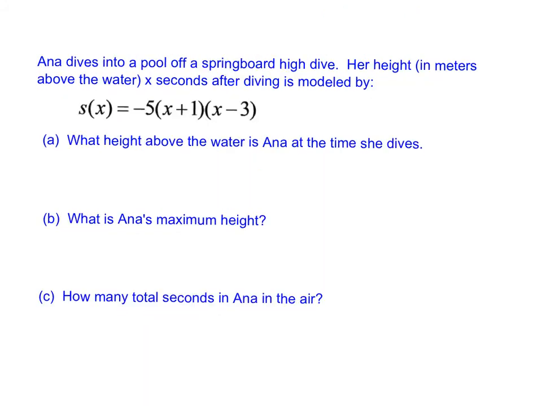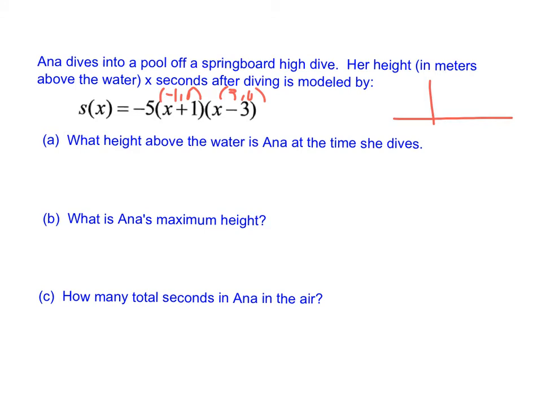So now let's take a look at word problem number 2. This one says Anna dives into a pool off of a springboard high dive. Her height in meters above the water, x seconds after diving, is modeled by the following. So here we can see that we're written in intercept form, and we've got intercepts at negative 1, 0, and 3, 0. So let's draw a little sketch of this situation.